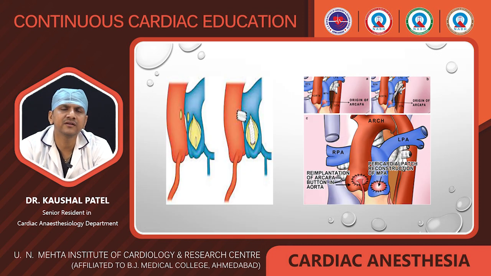So in the first image on the left side there is the Takeuchi repair, in which the ALCAPA segment is facing the non-facing sinus of the pulmonary valve. So the translocation is difficult for this type of surgery. So they do the intrapulmonary baffle, that is intra-arterial baffle development, and it is anastomosed with the aorta. And second is the reimplantation, that is a translocation of the ALCAPA segment to the aorta.